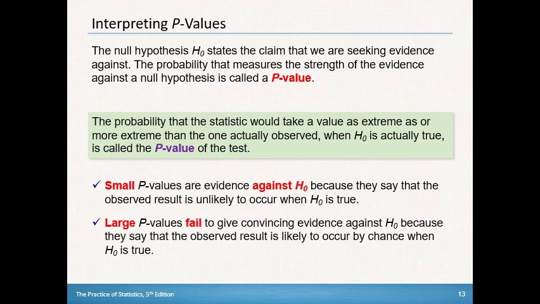All right, so again, small p-values are evidence against the null hypothesis. So the probability of getting this value or one more extreme, if that is small, then that is evidence against the null hypothesis. Large p-values say that the probability of this happening is rather high, and so a large p-value would fail to give evidence against the null hypothesis.